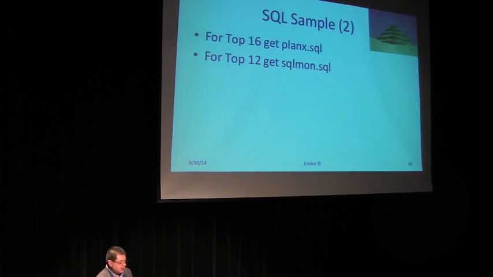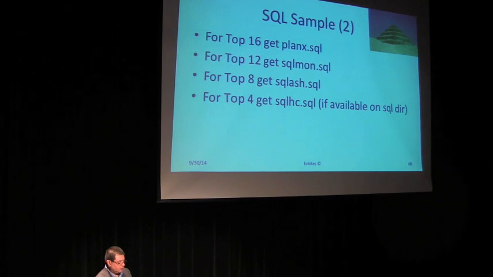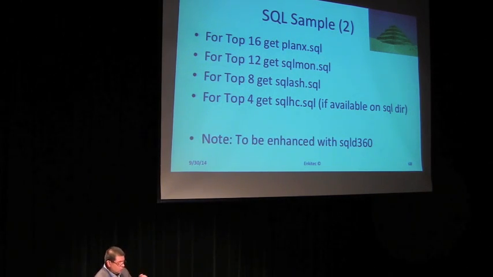So for the top 16, I get Plan X, which is a small tool. For the top 12, SQL Monitor. For the top 8, SQL ASH. And for the top 4, SQL Health Check. If you put the SQL Health Check in the same directory, it's something you can download from My Oracle Support. It's also free, but you have to download it. Put it in the same directory, and then you also get SQL Health Check. So this looks like a pyramid. All these pieces are going to be enhanced with this new tool called SQL D360. It doesn't exist, but it will.